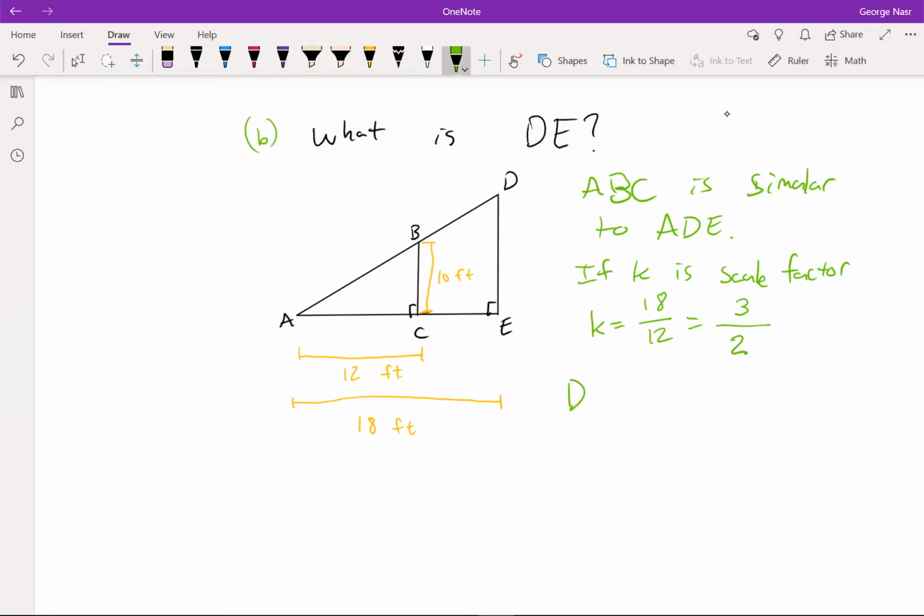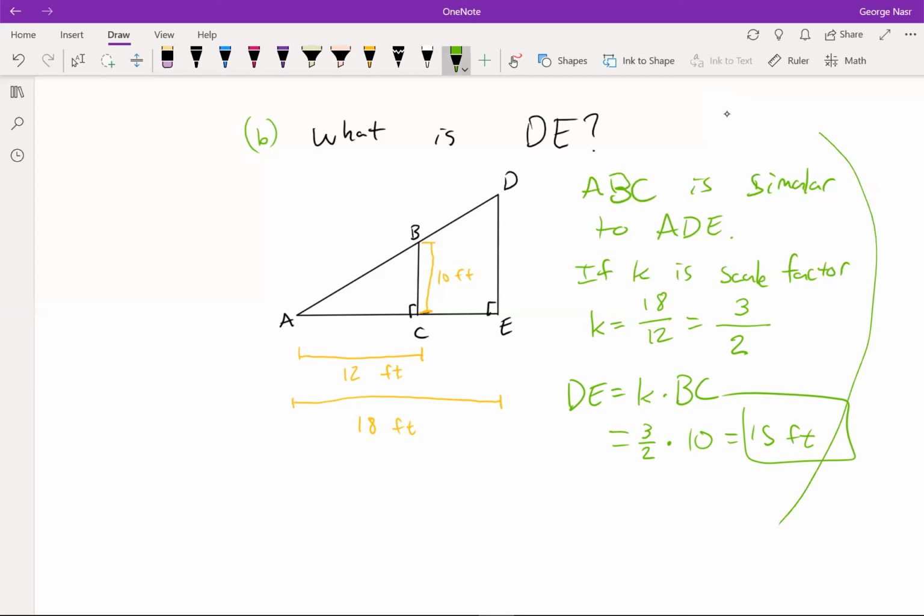So what does this mean? If ADE is a scaled version of ABC, the side length DE should be K times the length of BC. We know the scale factor is 3/2, and we know BC is 10. And so this means that DE needs to be 15 feet. Okay, so knowing things are similar is pretty handy because we can find the dimensions of things. We did lots of problems like this last time, but now we're using them in the setting of similar triangles.